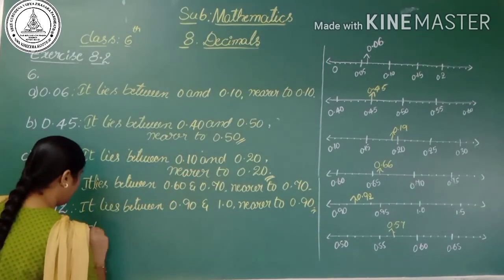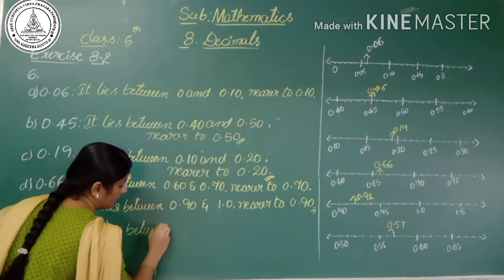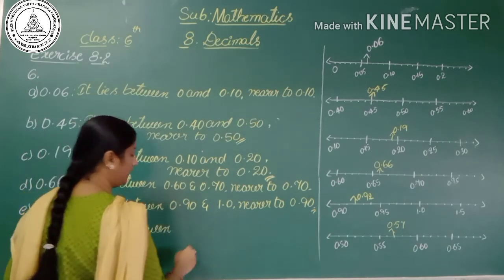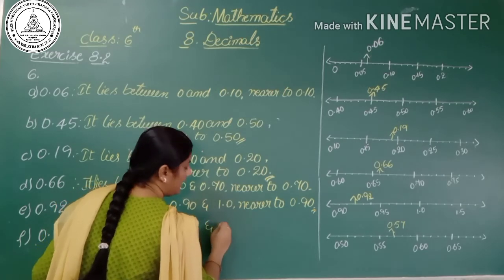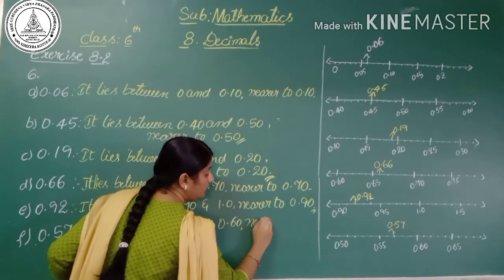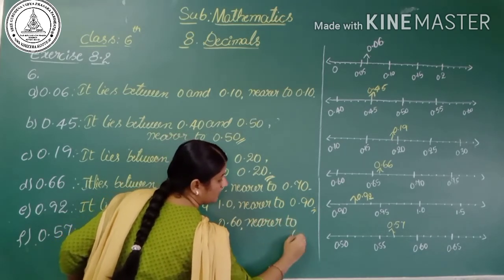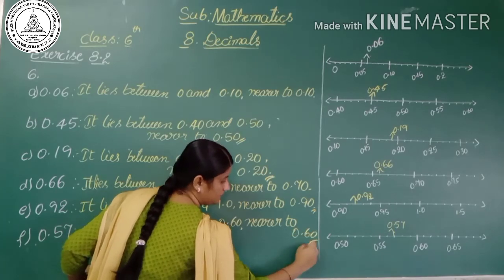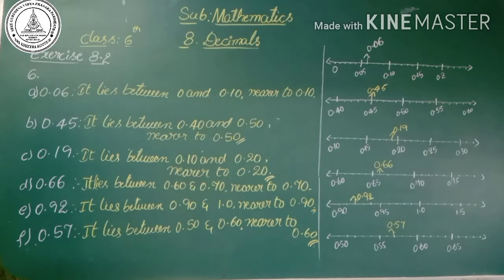It lies between 0.50 and 0.60, and it is nearer to 0.60. Okay? Is it clear? Yes.